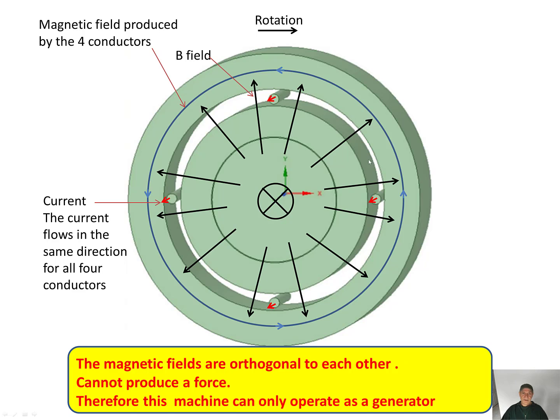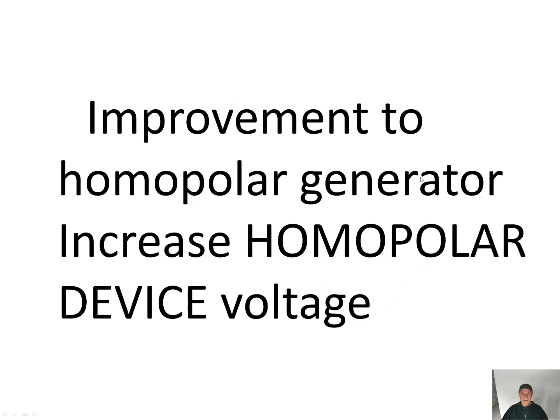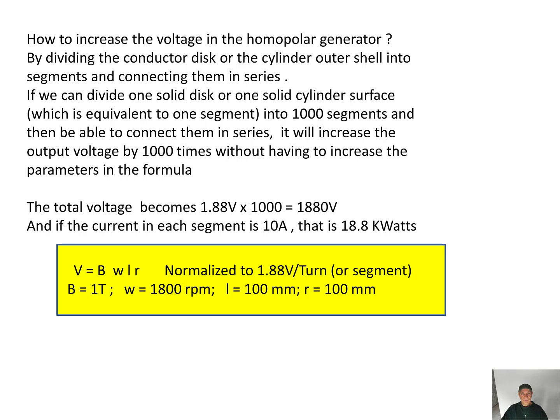Improvement to the homopolar generator: increasing the homopolar device voltage. How to increase the voltage in your homopolar generator? By dividing the conductor disk or the cylinder outer shell into segments and connecting them in series. If we can divide one solid disk or one solid cylinder surface, which is equivalent to one segment, into 1,000 segments, and then connect them in series, it will increase the output voltage by 1,000 times without having to increase the parameters in the formula.